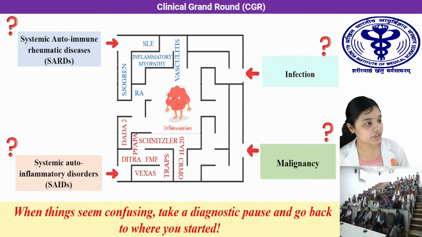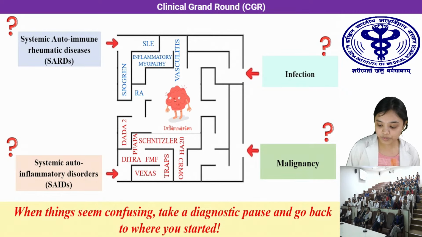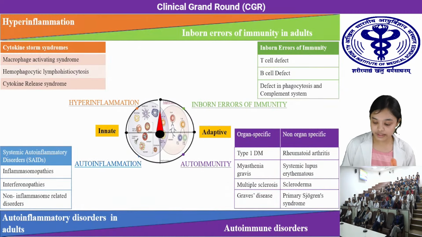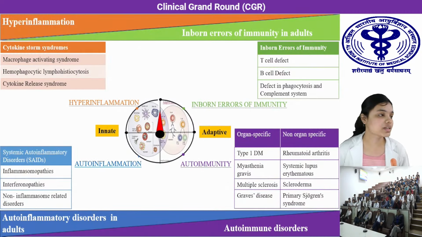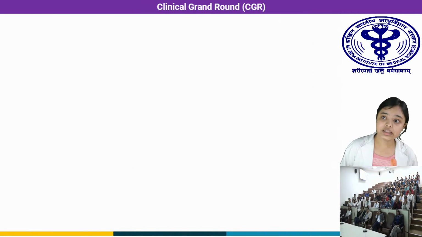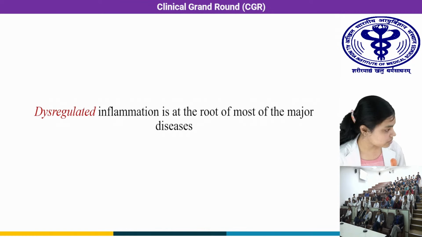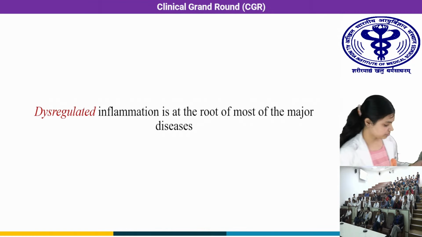but at the same time, we have to remember that we have to actively rule out common masqueraders like infection, autoimmune rheumatic diseases, and malignancy before we brand a diagnosis of autoinflammatory syndrome. So finally, we've come full circle after discussing all these immune dysregulatory disorders, and it is fairly clear that dysregulated inflammation is at the root of most of the major diseases. With this, I invite Dr. Kavyanjali to give the summary.